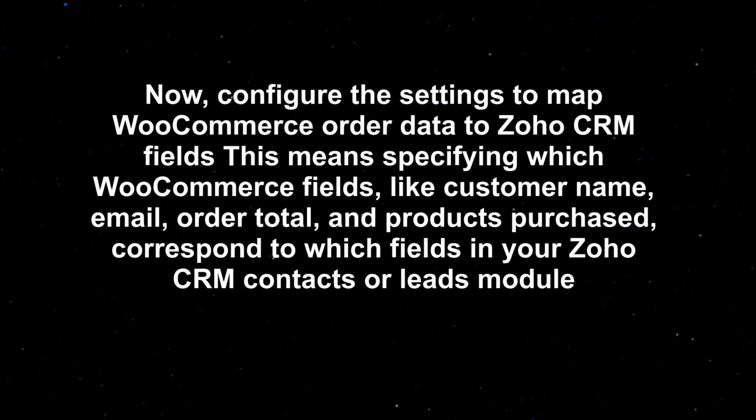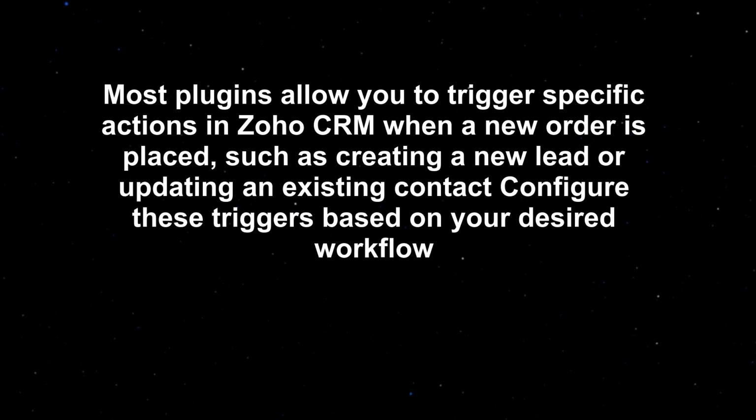Now, configure the settings to map WooCommerce order data to Zoho CRM fields. This means specifying which WooCommerce fields, like customer name, email, order total, and products purchased, correspond to which fields in your Zoho CRM contacts or leads module. Most plugins allow you to trigger specific actions in Zoho CRM when a new order is placed, such as creating a new lead or updating an existing contact. Configure these triggers based on your desired workflow.